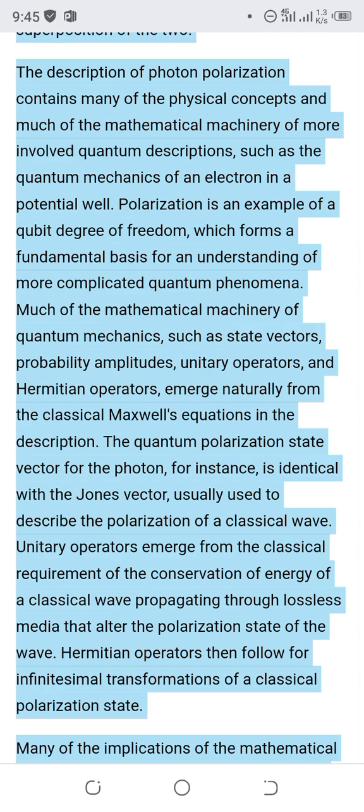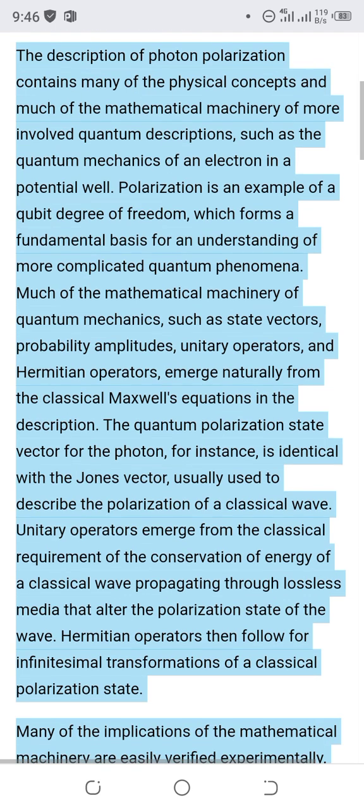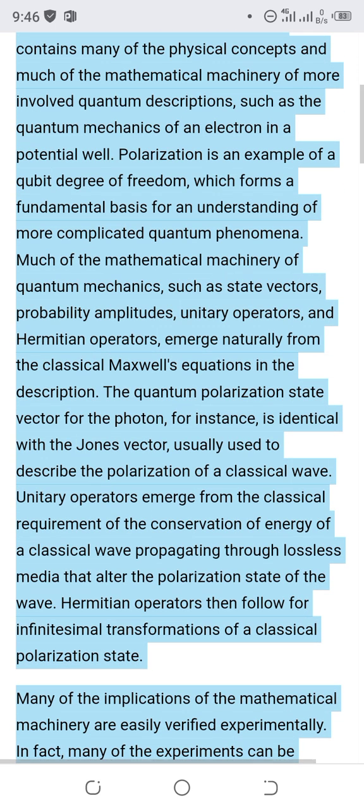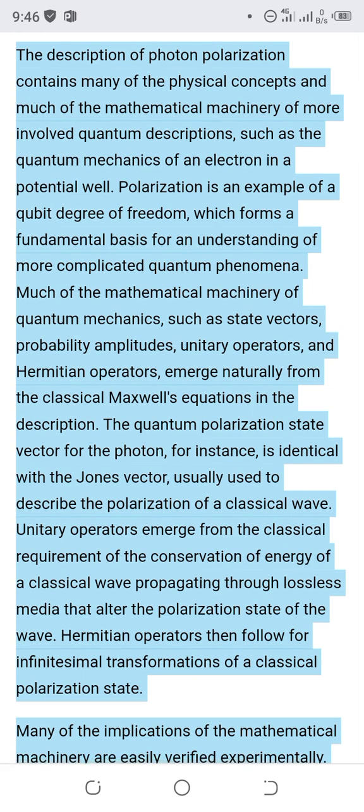The quantum polarization state vector for the photon, for instance, is identical with the Jones vector, usually used to describe the polarization of a classical wave. Unitary operators emerge from the classical requirement of the conservation of energy of a classical wave propagating through lossless media that alter the polarization state of the wave.